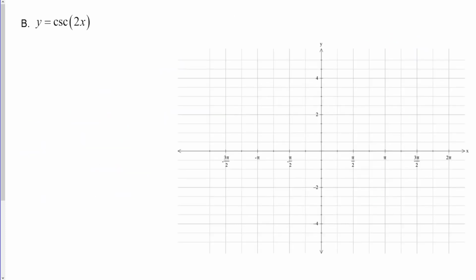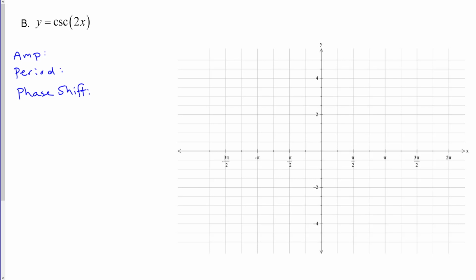Next one, y equals cosecant of 2x. Now with cosecant, the graph is basically the same as sine. We just have to remember to invert everything in the very end. So it actually gives us practice with drawing a graph of sine as well. But we need to identify the basic pieces, like amplitude, period, and phase shift.